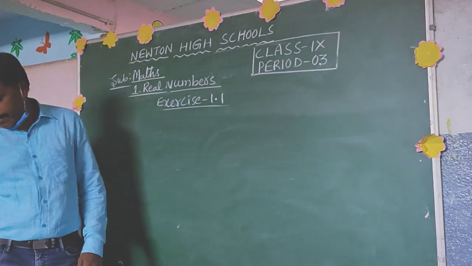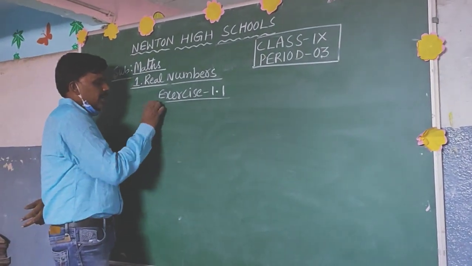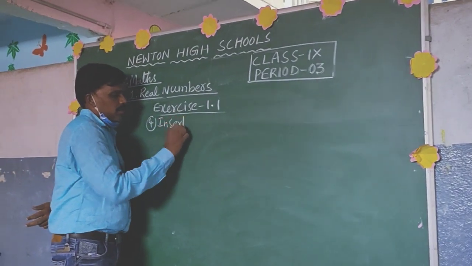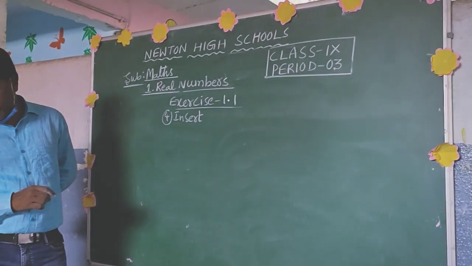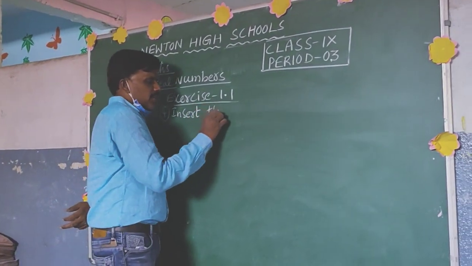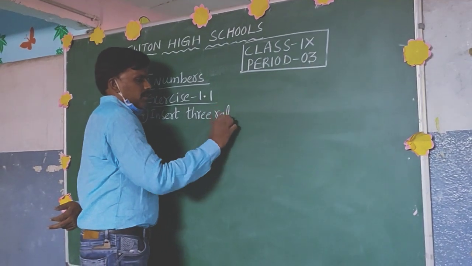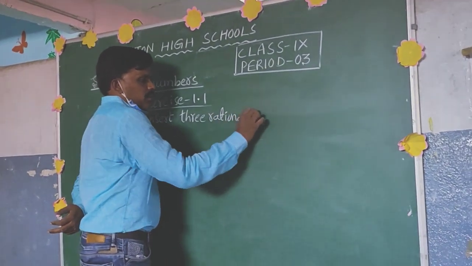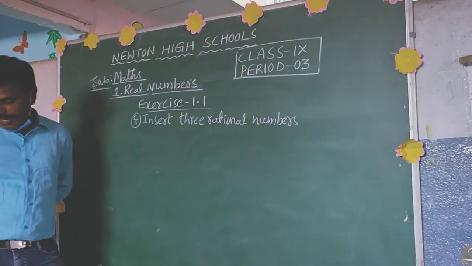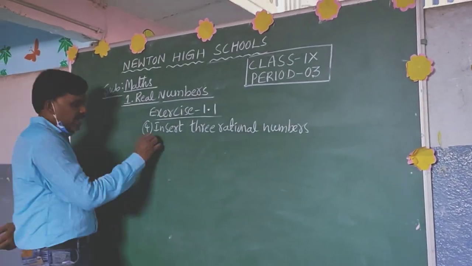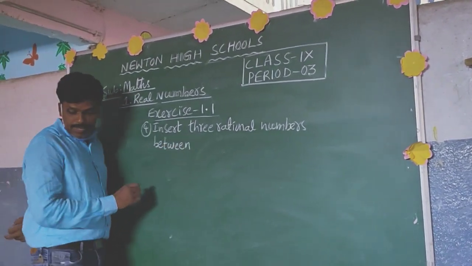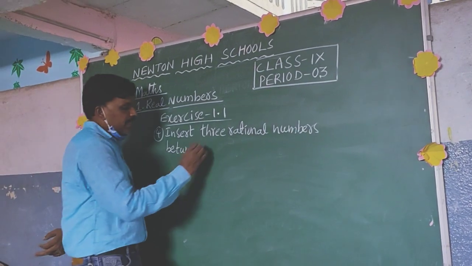What is the next one? Insert 3 rational numbers between 3 by 5 and 2 by 3.